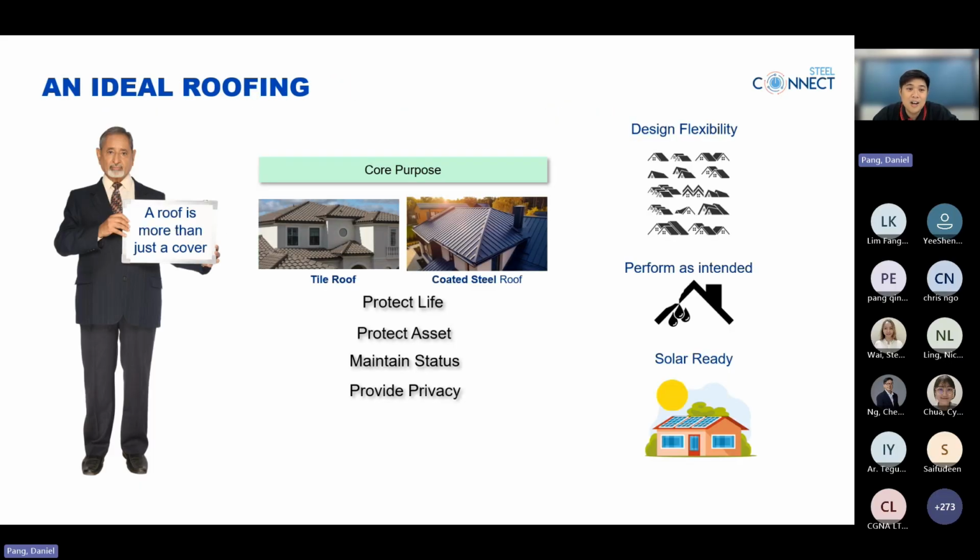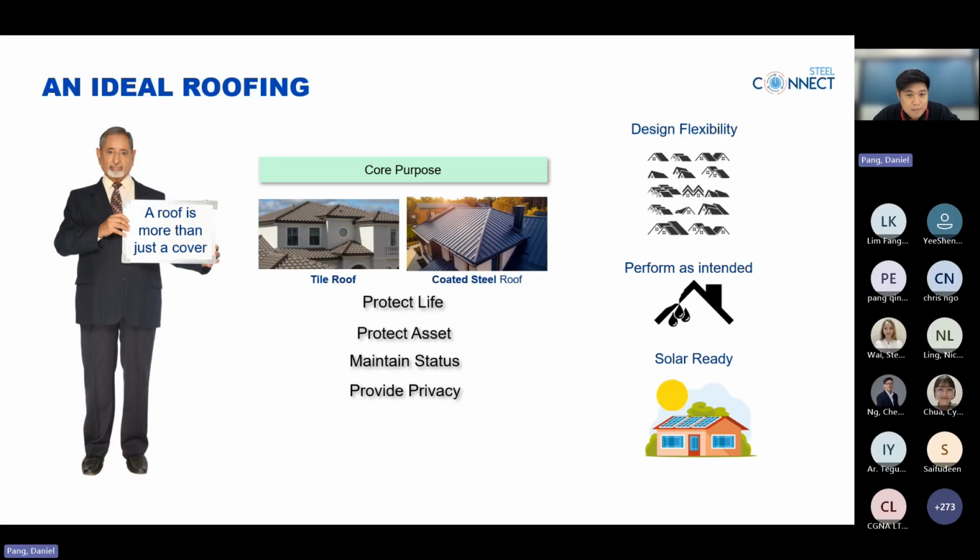So, a roof is more than just a roof that covers our head. An ideal roof must first deliver its core purposes, regardless of it being tile or coated steel, and that is to protect life, protect asset, maintain status, and provide privacy. But delivering these fundamentals depends on how it is designed and how it performs over time.